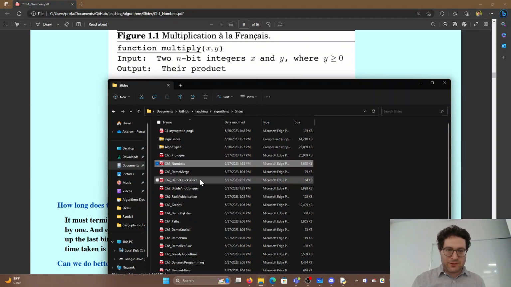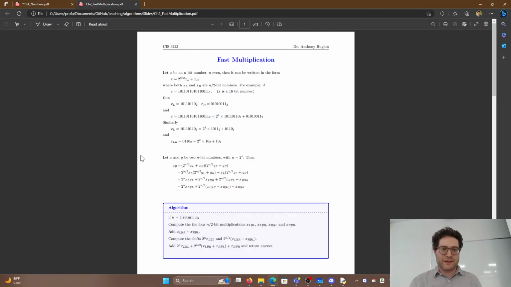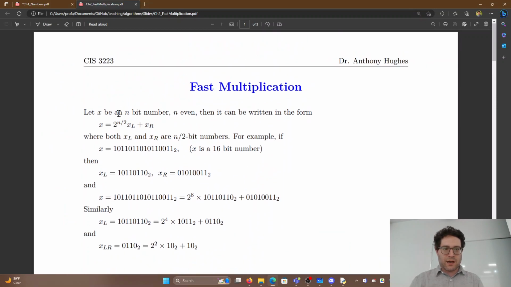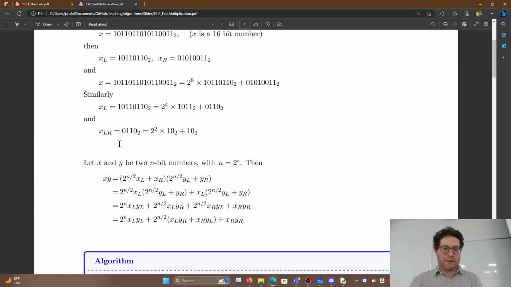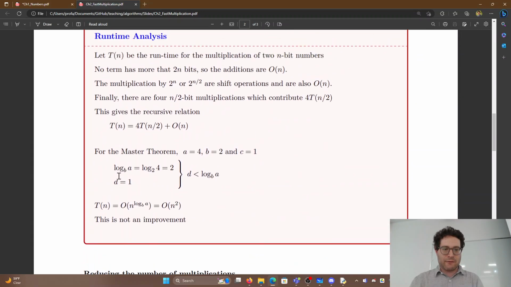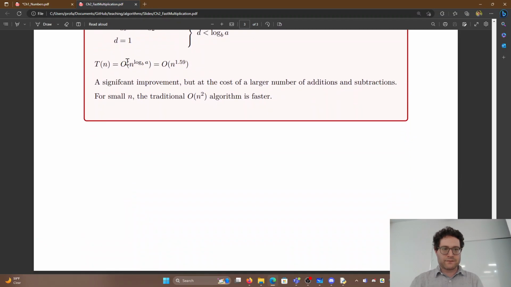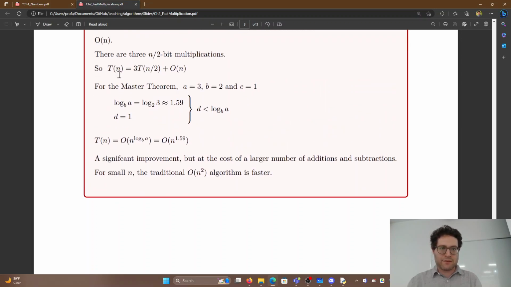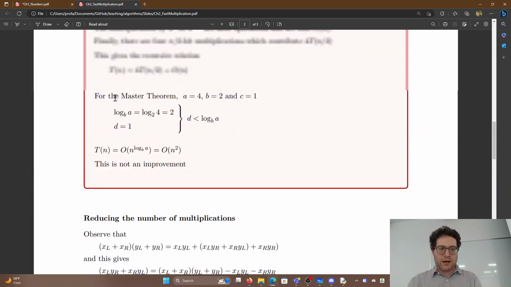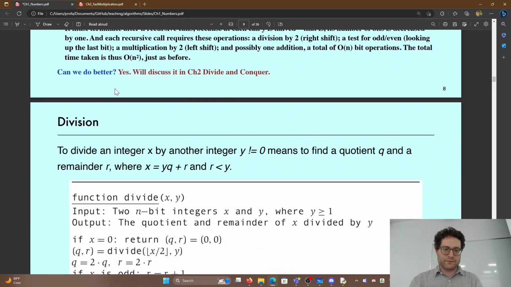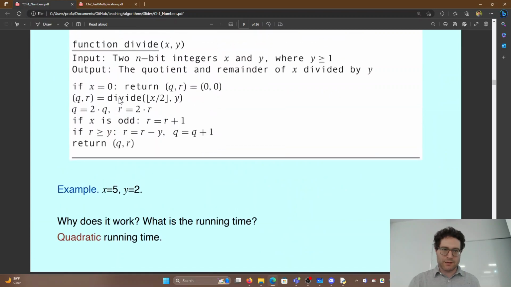How fast can the algorithm be for multiplication nowadays? So let me pull up chapter 2 very quickly. Fast multiplication, okay? We figure out a form it can be written in, and there is a runtime analysis. It's slightly more than n times the square root of n, which is not too bad. So there is a faster way to do it. It's not quite n log n, but hey, it would work.